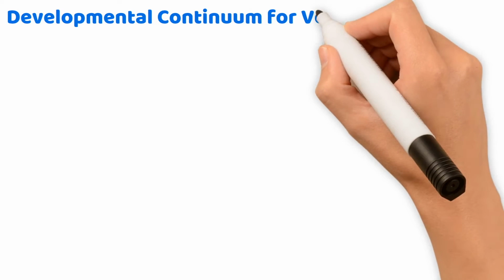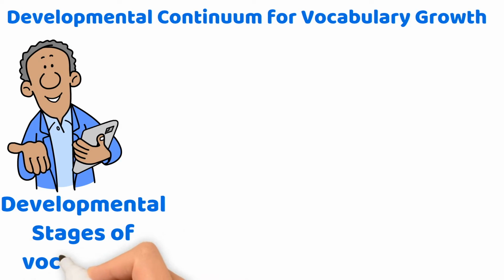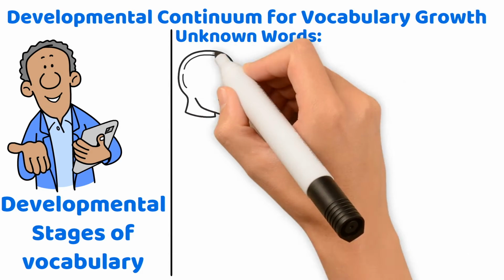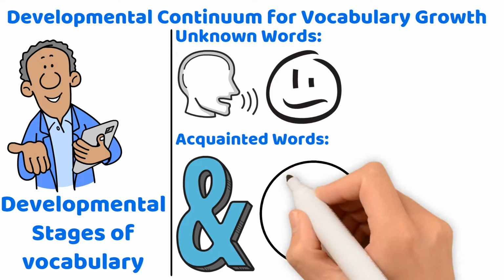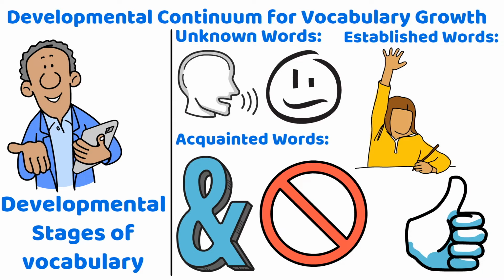Developmental continuum for vocabulary growth. Let's get you prepped for test day, because understanding the developmental stages of vocabulary is crucial. Unknown words. Words completely unfamiliar to the student. Acquainted words. Words the student recognizes but doesn't fully understand. Established words. Words the student knows well and can use confidently.